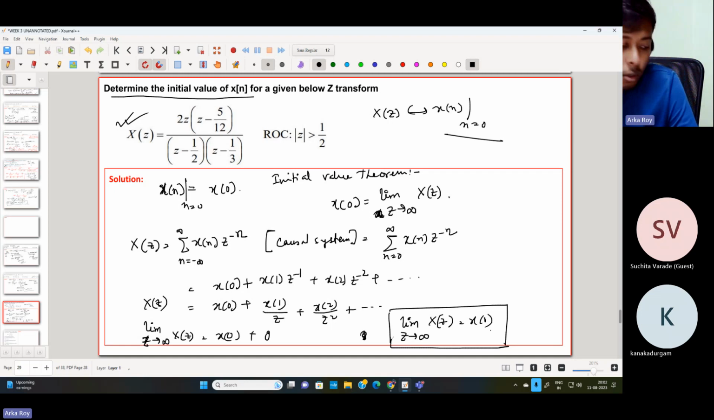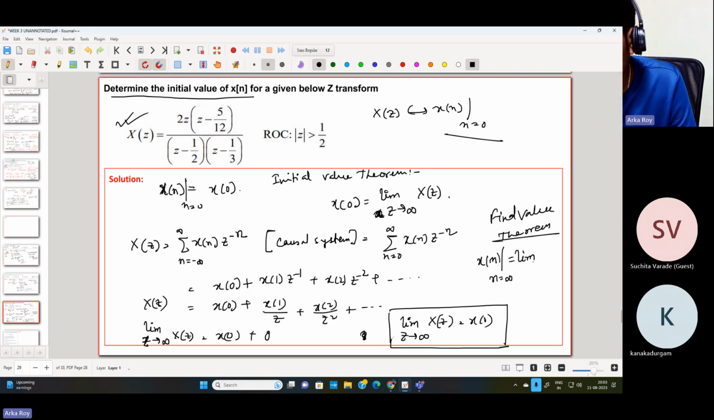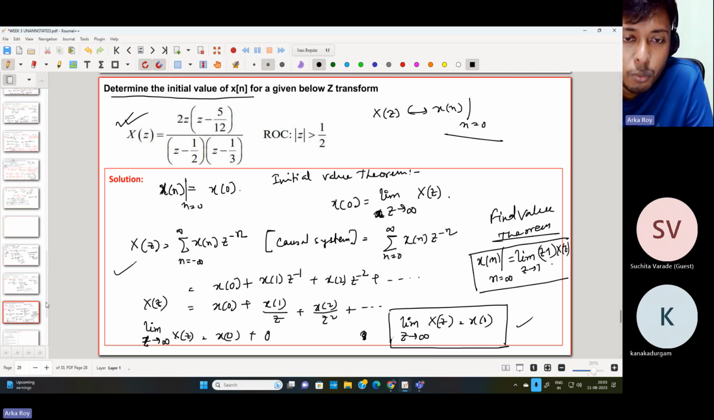Similarly, there is another theorem called the final value theorem. So the final value theorem is like I need to find x n at n equals to infinity. So I will take the limit z tending to 1 of z minus 1 into x z. So likewise, you can check the proof. This is a very standard proof. For example, we just have to take the z transform, multiply with z minus 1, and then take a limit. So this is very easy to prove.